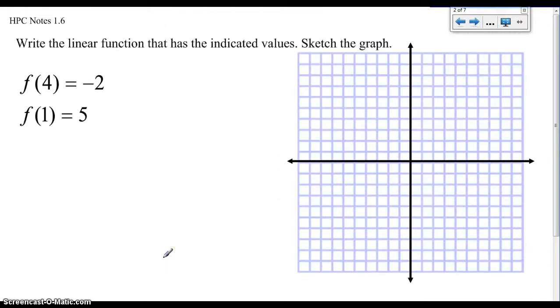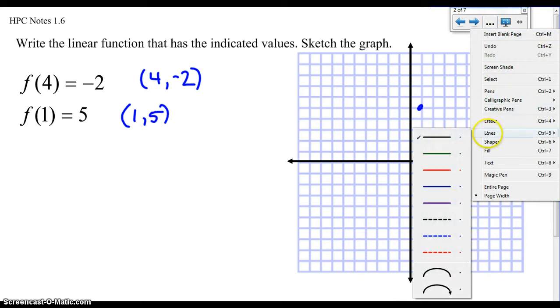Alright, so write the linear function that has the indicated values and then sketch. This will be a pretty quick problem. Remember, when we see f(4) = -2, that means our input, or our x value, is 4. Our output would be our y value, that's -2. In the same way, f(1) = 5 gives us the point (1, 5). So we can simply graph our two points, (4, -2) and (1, 5), and connect them.